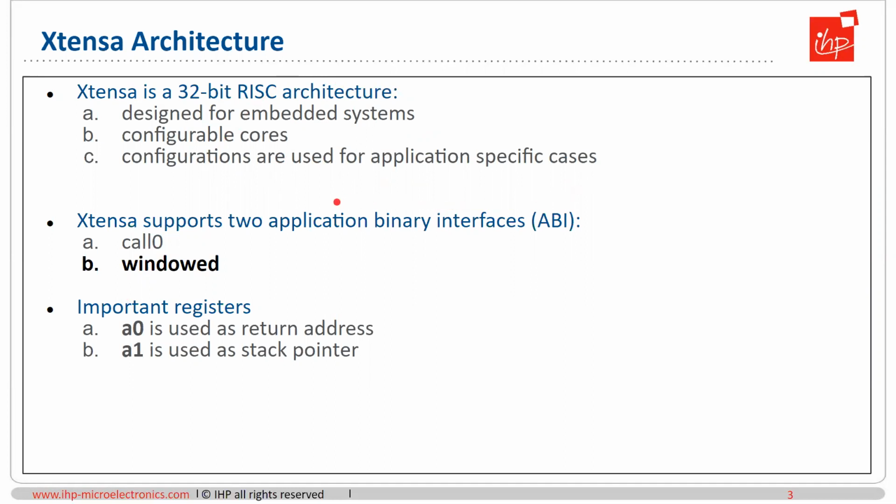Xtensa supports 2 application binary interfaces, called call0 and windowed. In our case, we have chosen the windowed ABI since it's more interesting from the scientific point of view, because it uses a window sliding mechanism, which makes the process of crafting payload much more complicated. For both ABIs, we have important registers: A0, which is used as a return address, and A1, which is used as stack pointer.